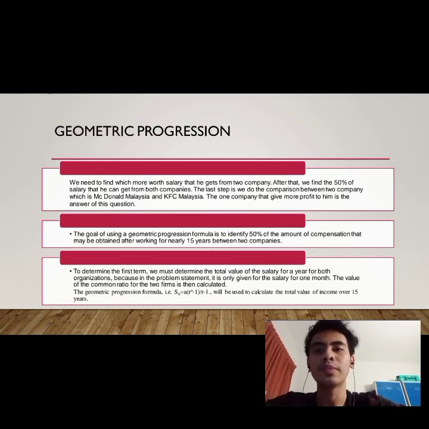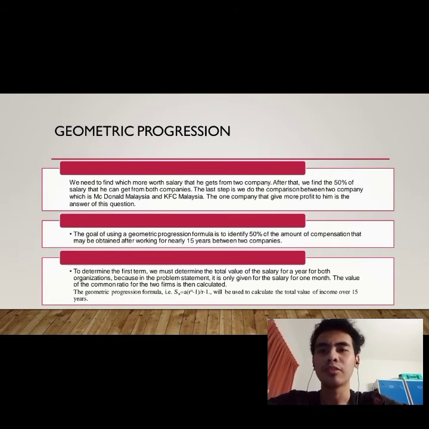Solution of the case study for geometric progression. We need to find which salary is worth more from two companies. After that, we find the 50% of salary that he can get from both companies. The last step is to compare the two companies, McDonald's Malaysia and KFC Malaysia. The company that gives more profit to him is the answer to this question. The goal of using the geometric progression formula is to identify the amount of compensation that may be obtained after working for nearly 15 years between the two companies.